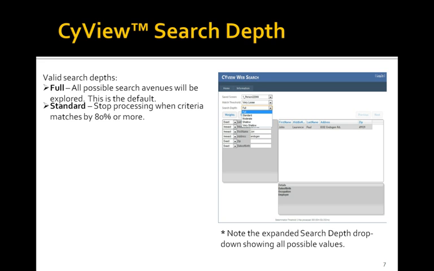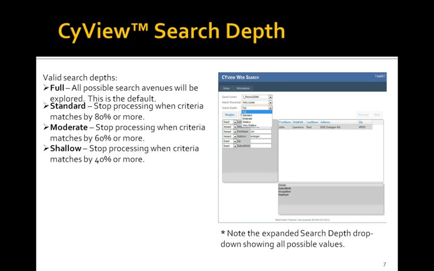Standard: processing will be stopped when criteria matches by 80% or more. Moderate: 60% or more. Shallow: 40% or more. And finally, very shallow: 20% or more. Note on the example screen the expanded drop-down showing all possible values.